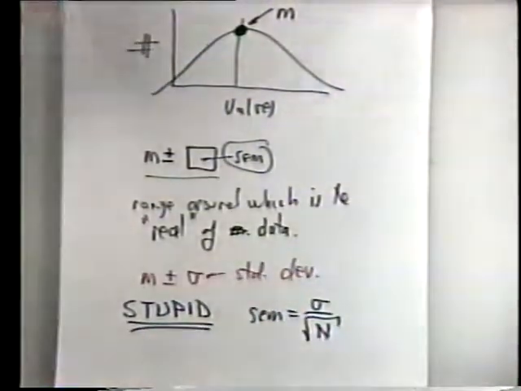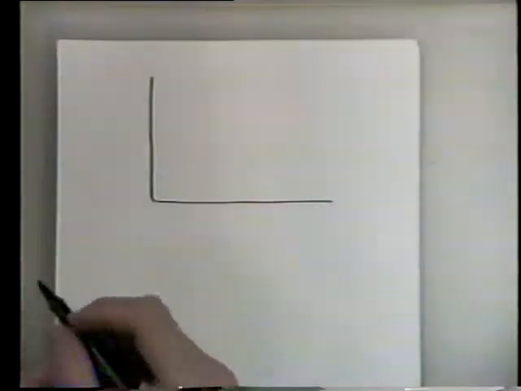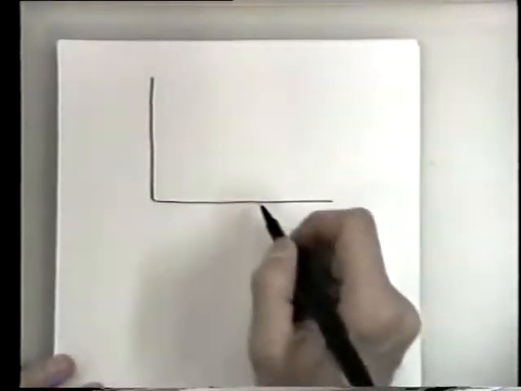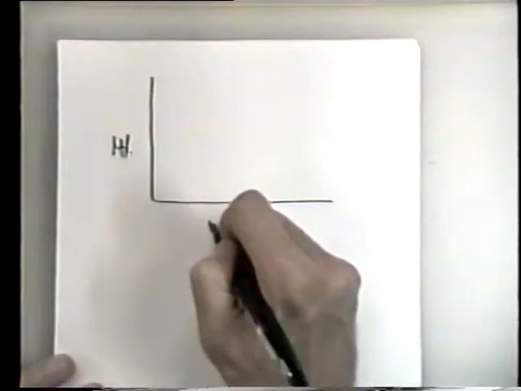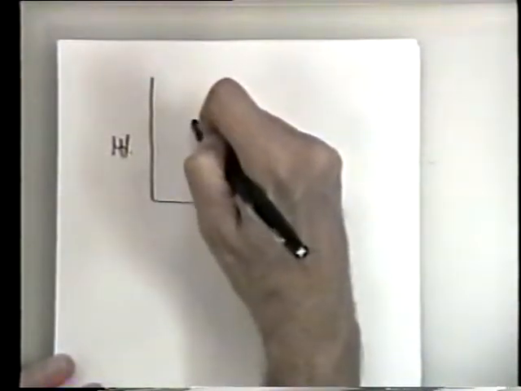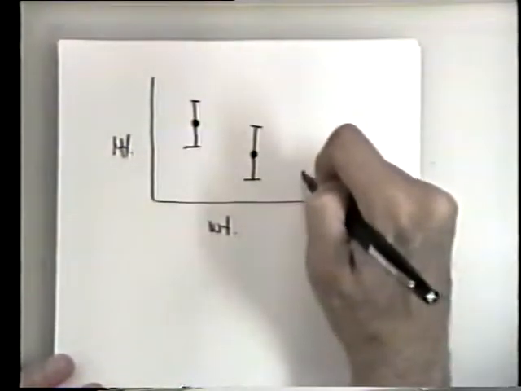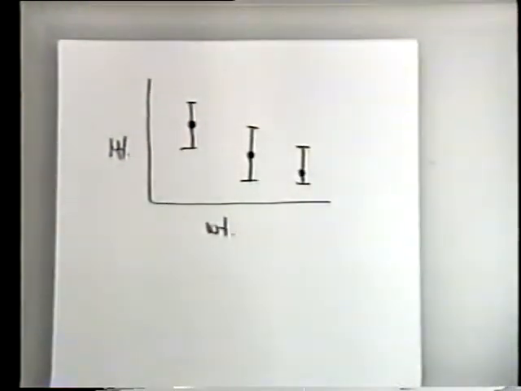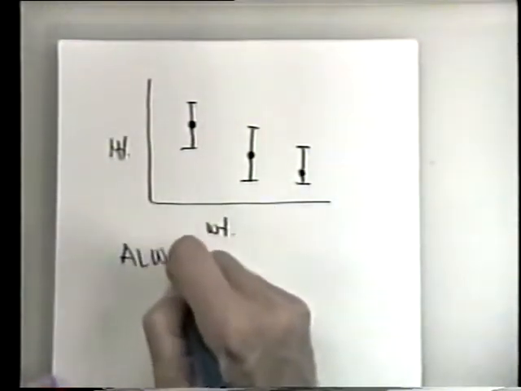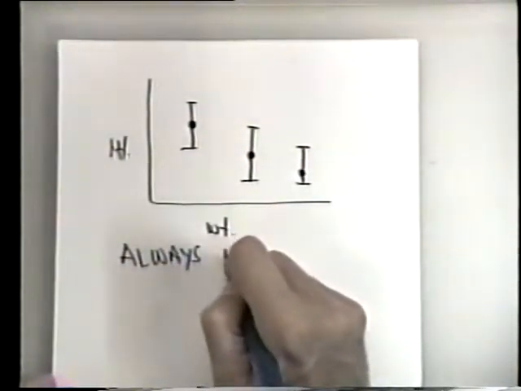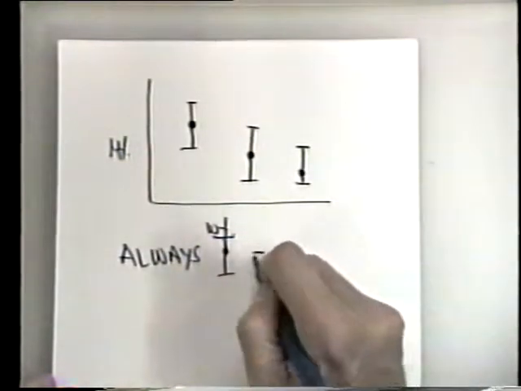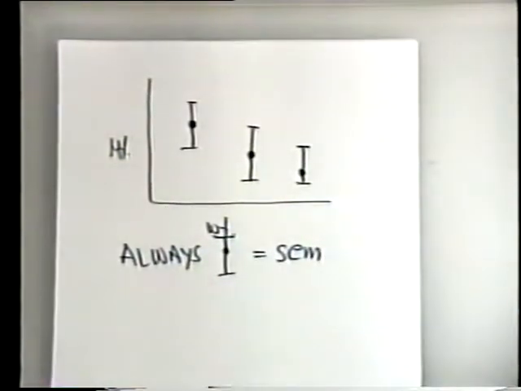So for example, when we do a plot of measurements, let's say this is some value, again, of height versus weight or something. And we have data points, and we want to plot the error bars on the data points that correspond to the errors in the measurement. We should always use error bars that are the values of the standard error of the mean.